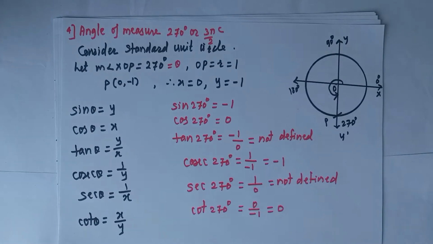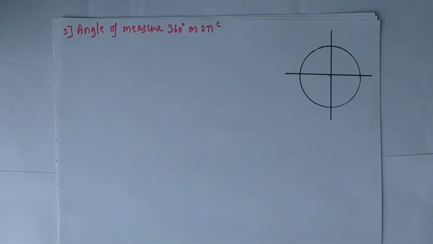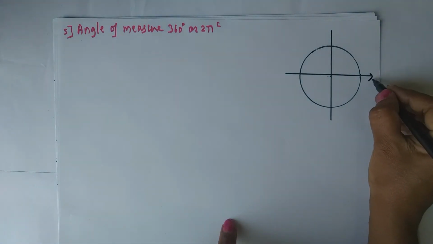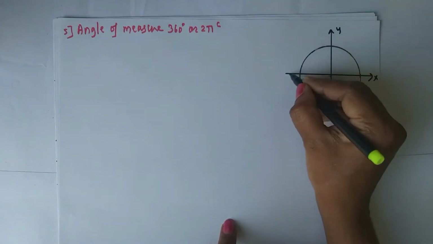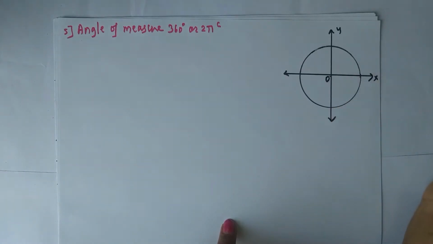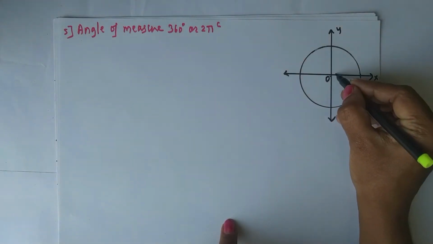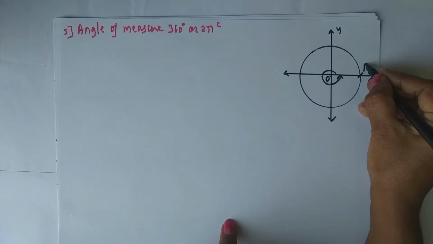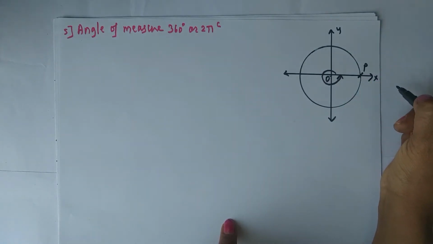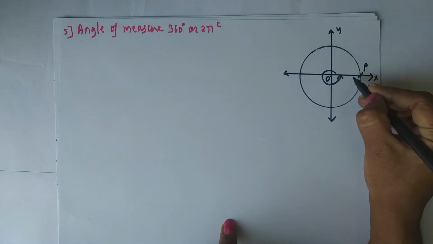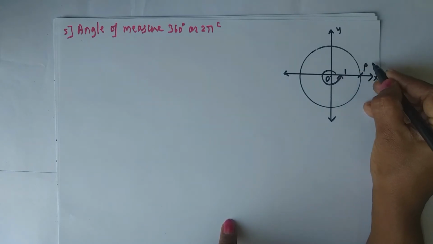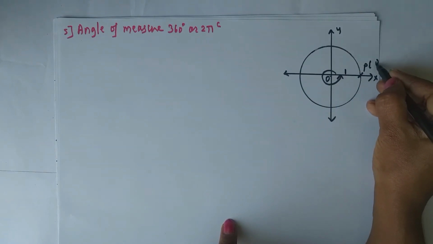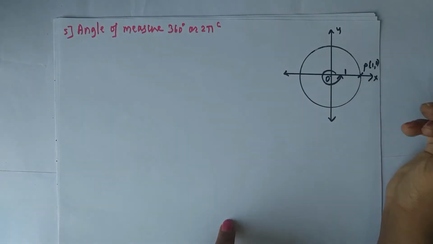Then let's find out the next. Now we will find out the trigonometric functions for an angle of measure 360 degree or 2 pi radians. Again consider the plane coordinate system, standard unit circle. Now here, an angle of 360 degree means there is one complete rotation and point P will lie along the positive direction of x-axis. And what will be the coordinates of P here again? This OP is radius, the point lies on x-axis, y coordinate will be 0, x coordinate will be 1.